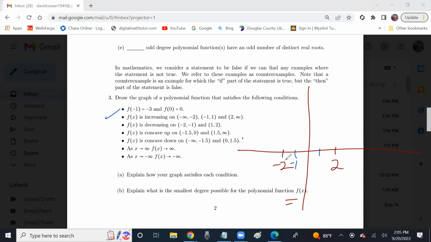I will draw it so that it follows these 3 principles. It's got to be increasing from there to there. It's got to be increasing from there to there. It can be decreasing from there to there. It can be decreasing from there to there. There's a function. They asked us to draw it. There you go. And that's all you really need to do.